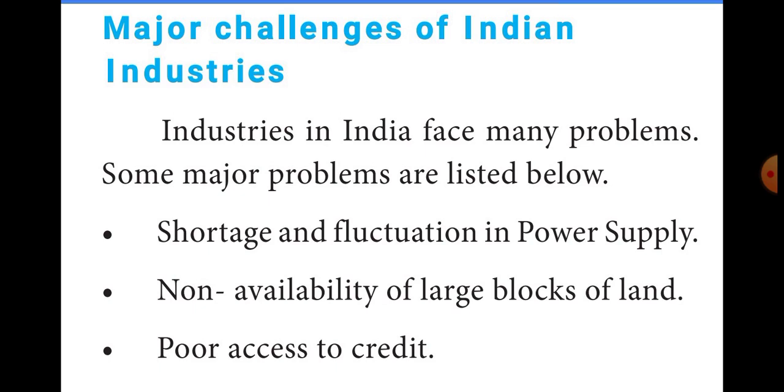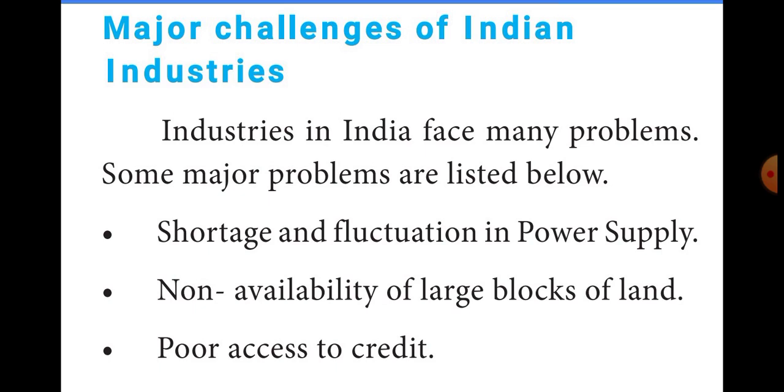Secondly, non-availability of large blocks of land. One big industry needs more land, is it? But because of the non-availability of large blocks of land, in most areas they won't get enough area to construct industries. Then the third one is poor access to credit. That means they are getting very little credit, in Tamil we say kadan. Then the next one is high rate of interest for borrowed loans.